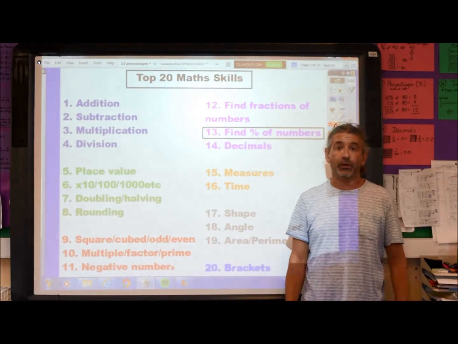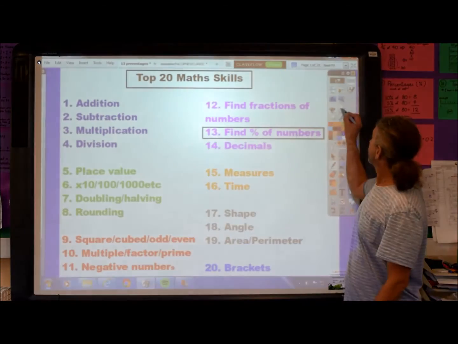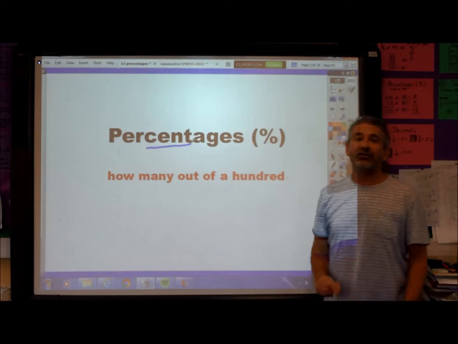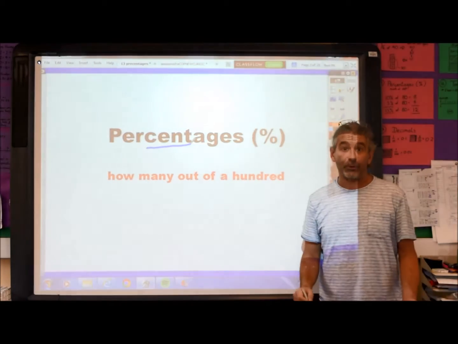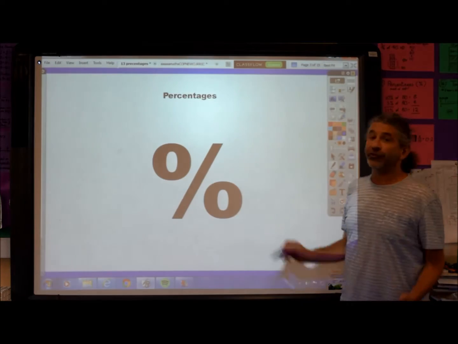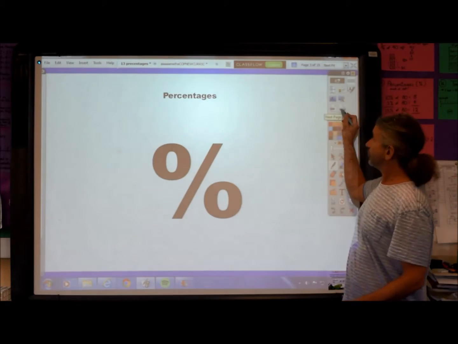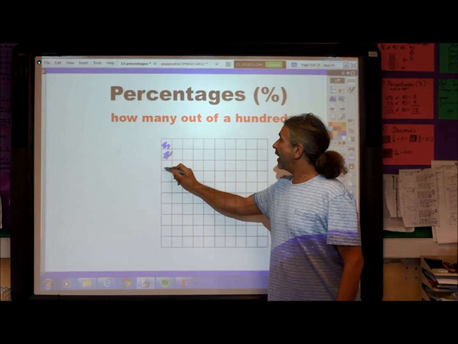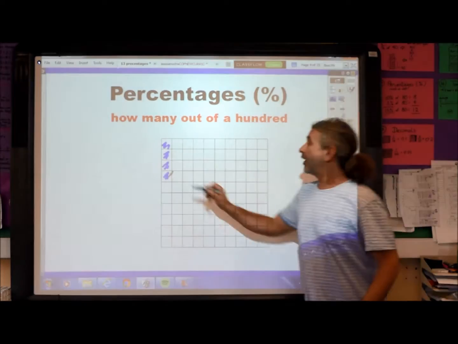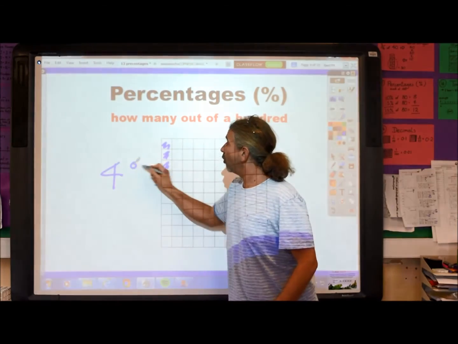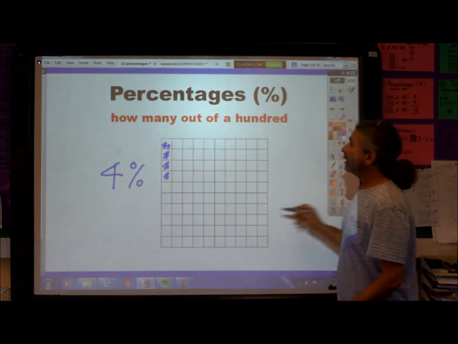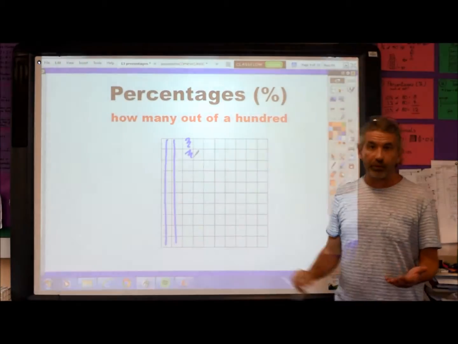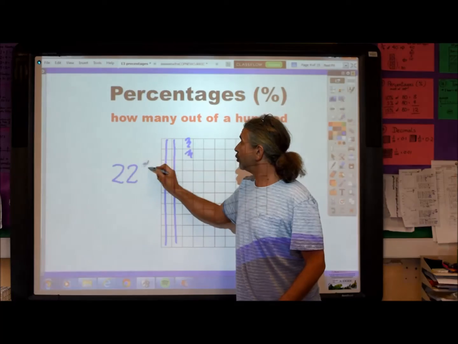Top 20 math skills, number 13, percentages. The word percentage has cent in it, which is Latin for 100, and it means out of 100. The sign is written like that. And if we have 100 squares, and we shade in 4 of them, that would be written as 4%. If we shade in 22 of them, that would be written as 22%.